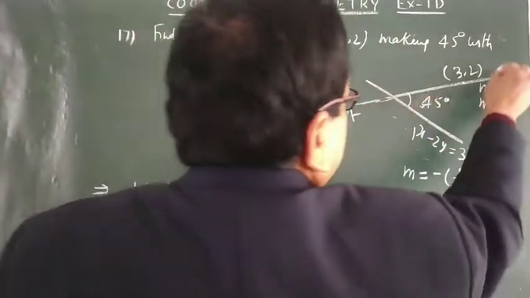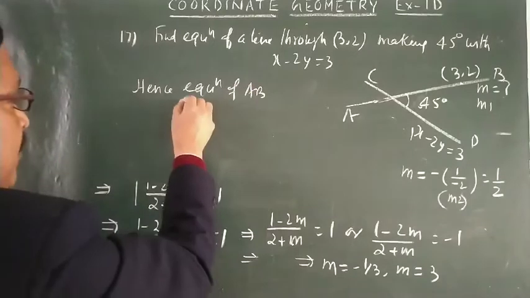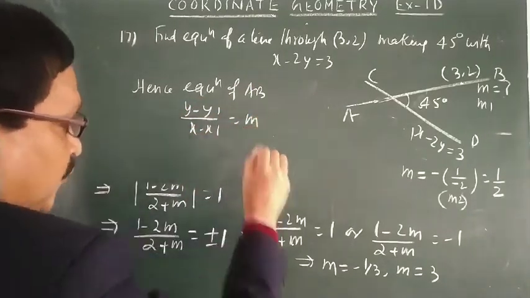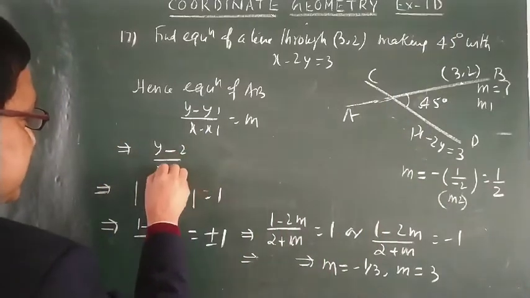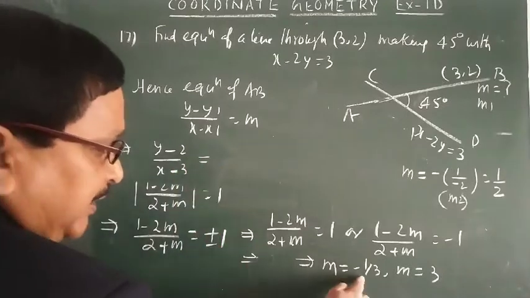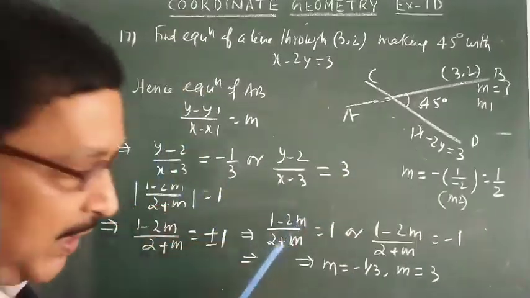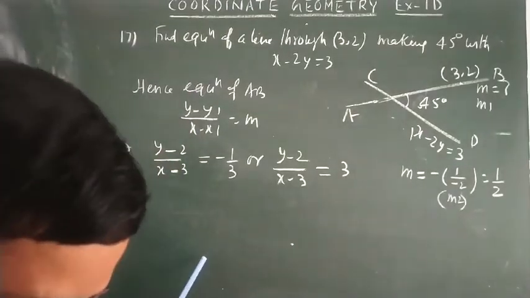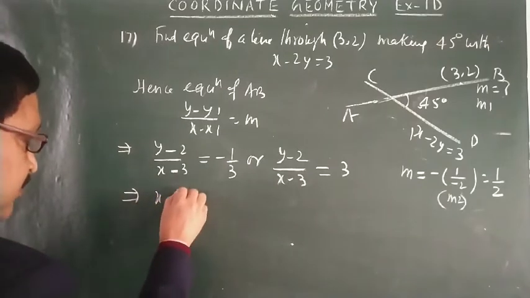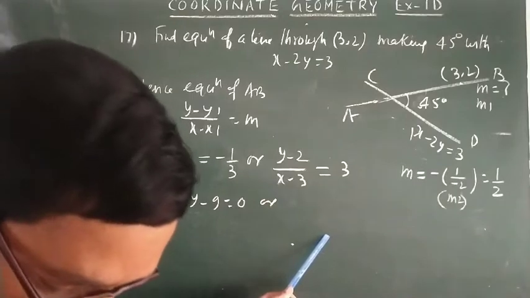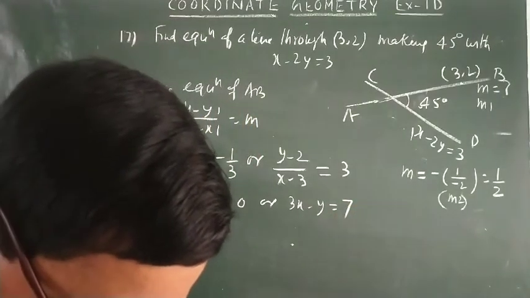So the equation of this line, say AB, is y minus y1 by x minus x1 equal to m. The two values of m are here, so we are getting two answers. y1 is 2 and x1 is 3. So this is either y minus 2 by x minus 3 is equal to minus 1 by 3, or y minus 2 by x minus 3 is equal to 3. Simplifying, in case of minus 1 by 3, we get x plus 3y minus 9 is equal to 0, or in case of plus 3, we get 3x minus y is equal to 7.